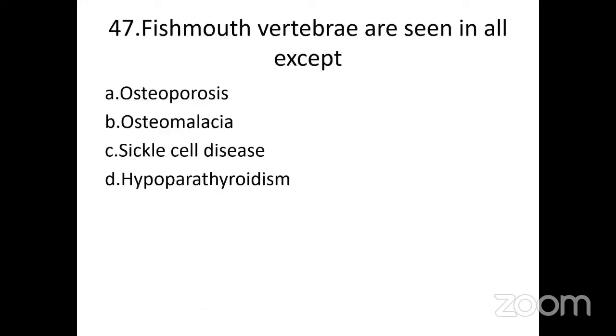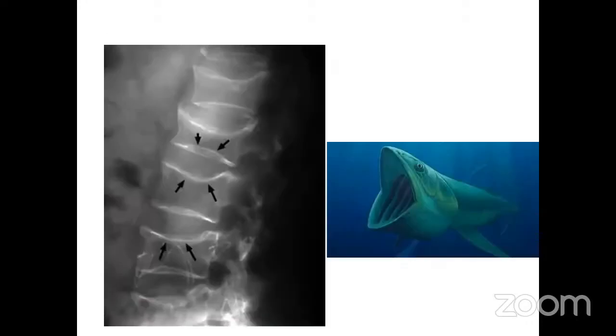Then fish mouth vertebrae are seen in all except. That means the vertebra looks like the fish mouth. That's classically seen when the bone is weak in osteoporosis, osteomalacia, even in sickle cell disease, but not in hypoparathyroidism. Why? Because only in hyperparathyroidism the bone is weak. The reverse is true in hypoparathyroidism. So answer is hypoparathyroidism.